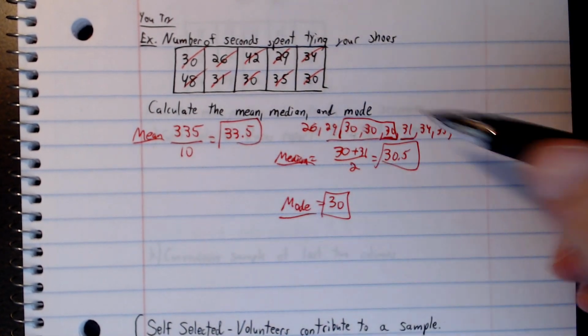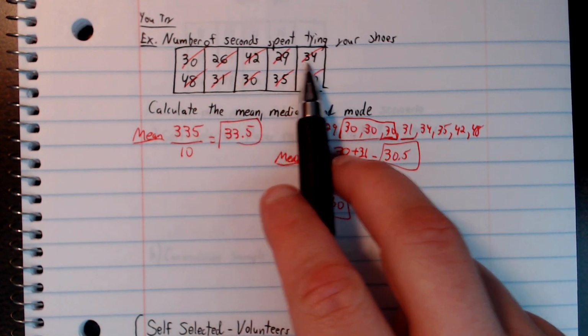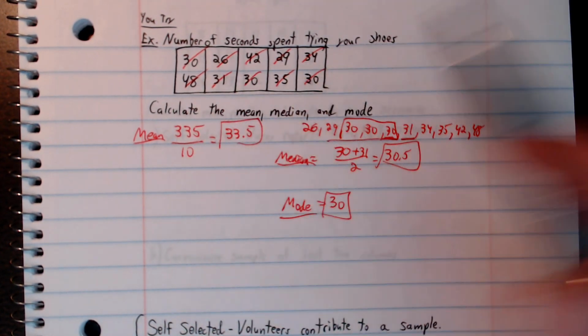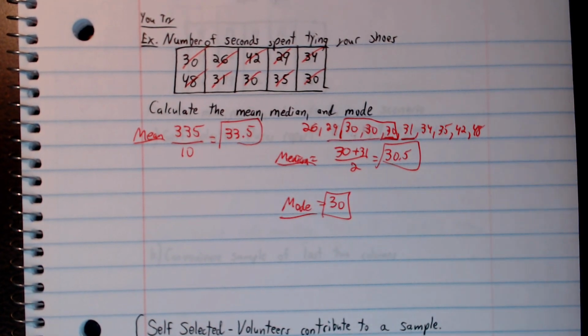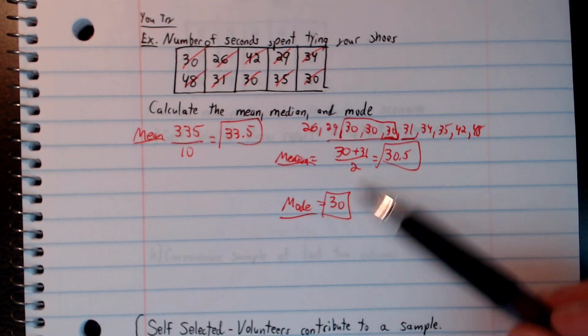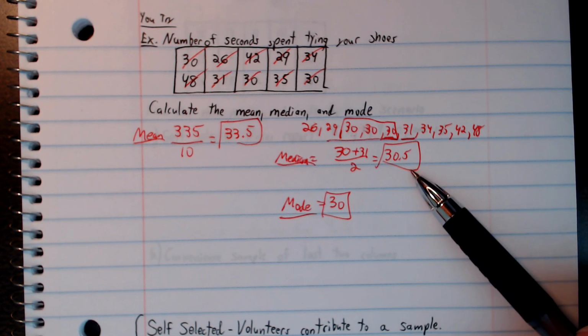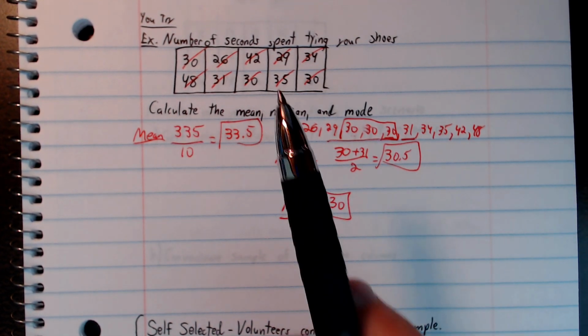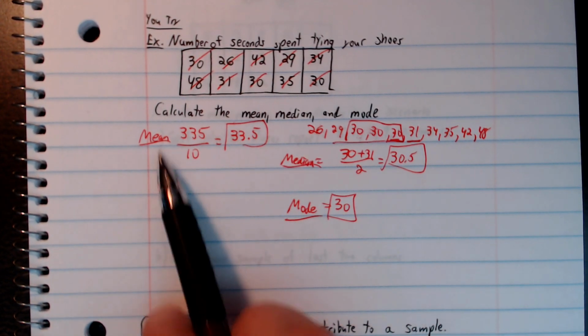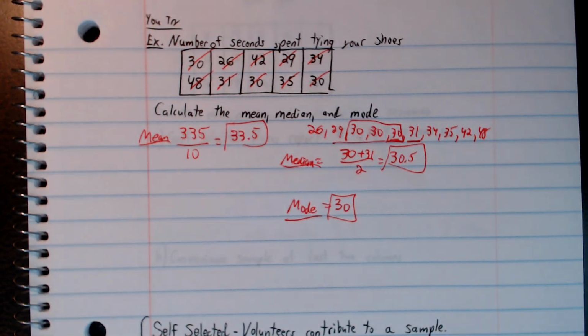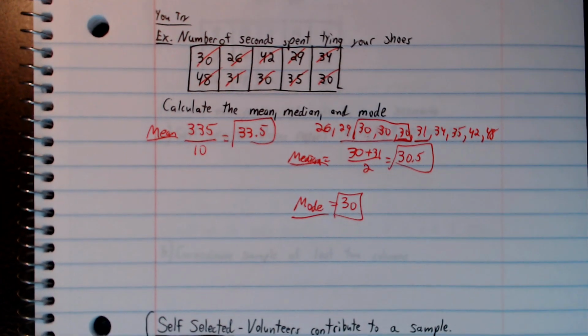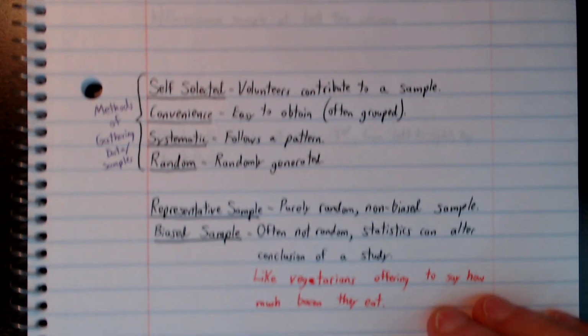So when referring to the number of seconds spent tying your shoes, that information that we gather, you could say the average time is 30, because that's kind of true. Most people had 30 seconds. You could say that the middle amount of time was 30.5. That's also true. And 33.5 would be the average that we talk about as far as the mean average, the usual standard one.